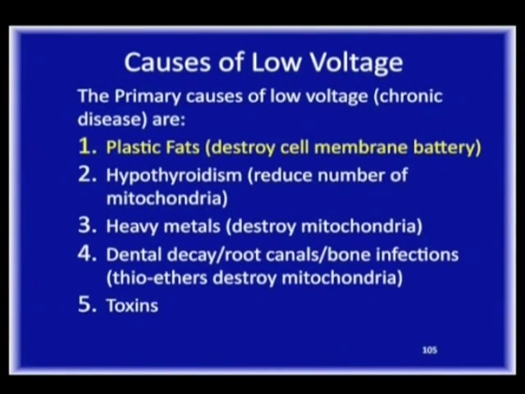So the primary causes of low voltage and thus chronic disease are plastic fats, which destroy the cell membrane battery, hypothyroidism, which reduces the number of mitochondria, heavy metals, which destroy mitochondria, dental decay, root canals, and bone infections, which produce thioethers that destroy the mitochondria, and various toxins. We're now going to look at these one at a time.